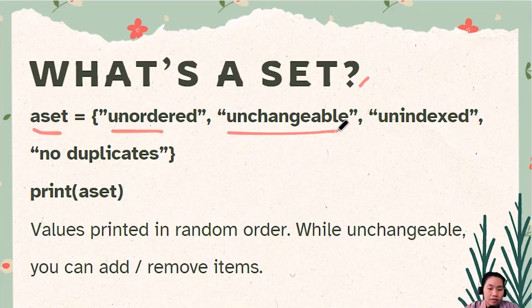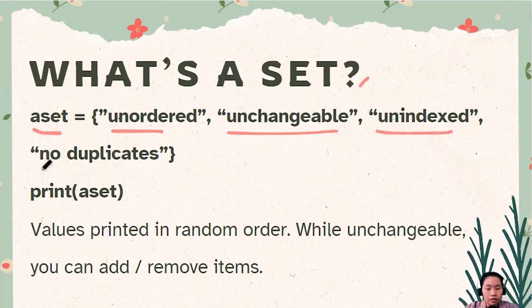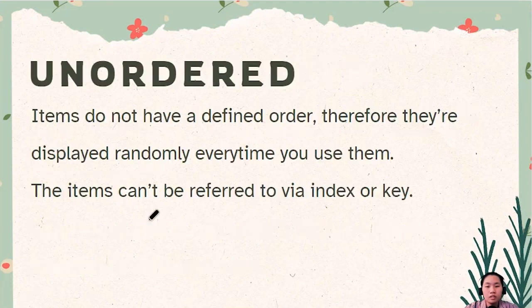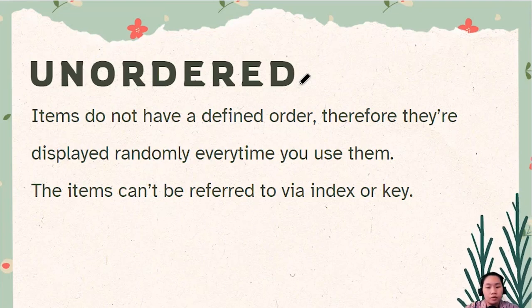Okay, so I guess that's just changing items, but with a little extra steps. Once again, it is unindexed and it does not allow for duplicates, unlike lists and tuples. Let's go through each property one by one and have a closer look at what they mean and how you have to deal with them once you use a set in your code.